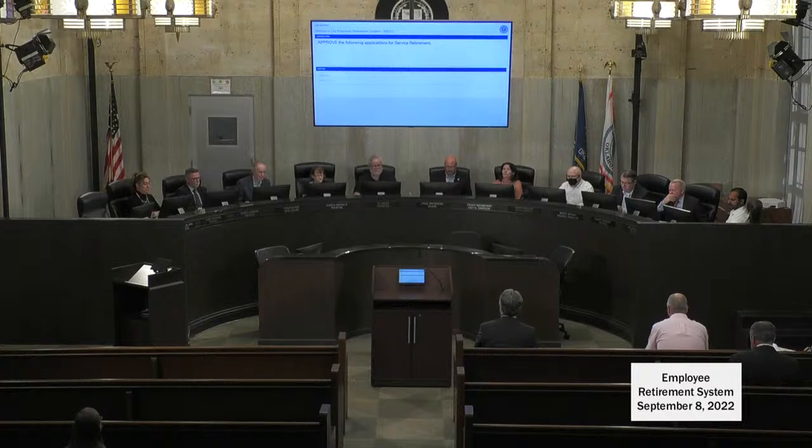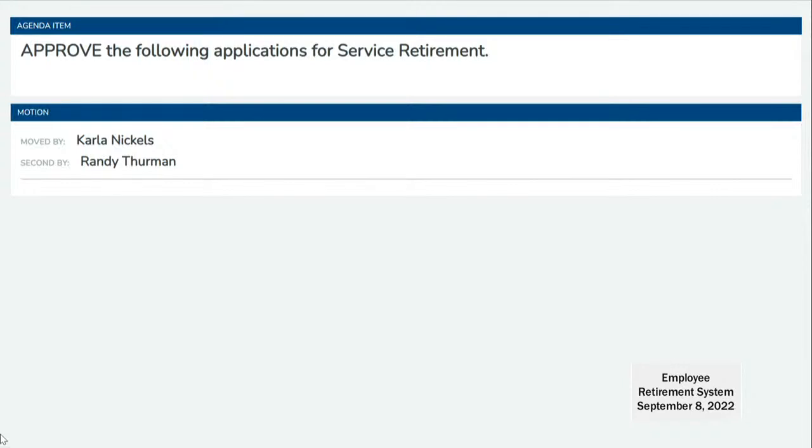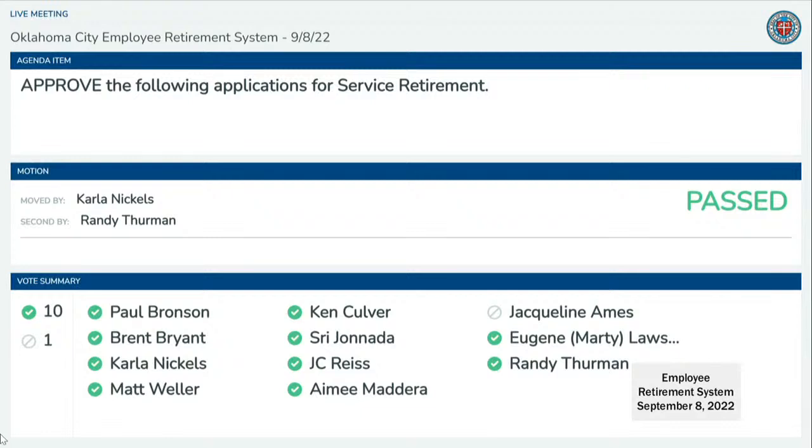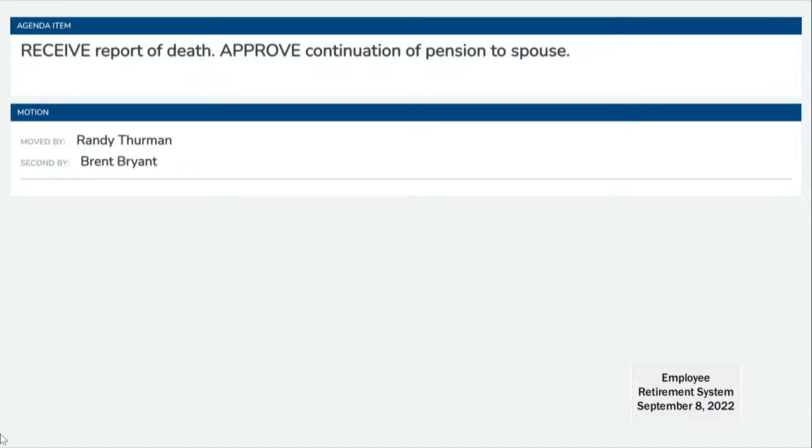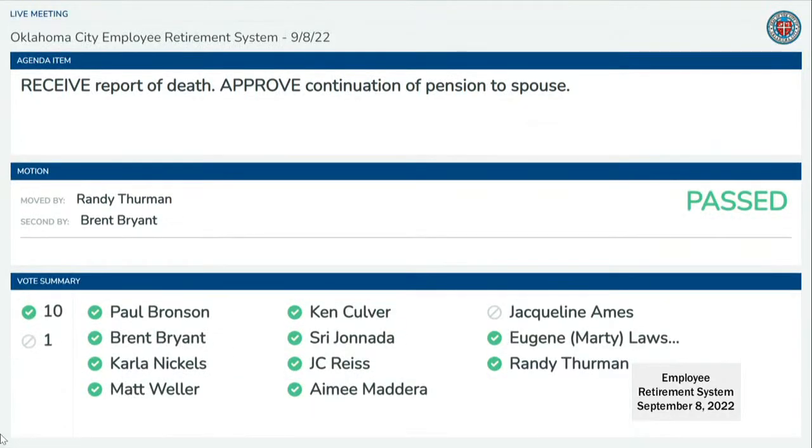Item number 6 is to approve the following applications for service retirement. I have a motion and a second. Please record your vote. Item is approved. Item number 7 is to receive report of death, approve continuation of pension to spouse. I have a motion and a second. Please record your vote. Item is approved.